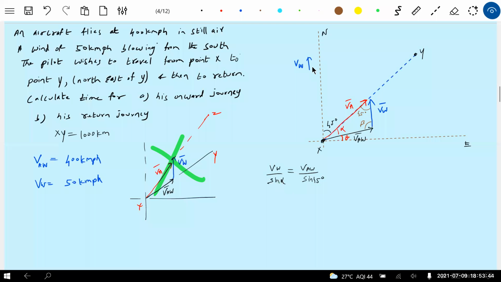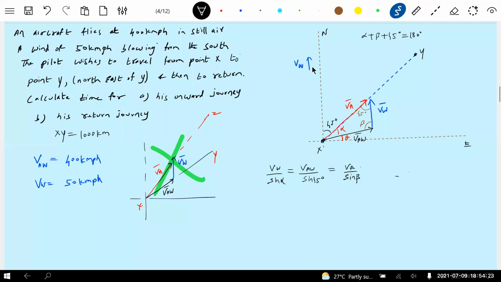If I know alpha, then alpha plus beta plus 45 degrees equals 180 degrees. I'll get the beta. From that, I'll go for the sine rule again. VA by sine beta is equal to VAW by sine 45. Then all the unknown things you can find out. VA by sine beta.